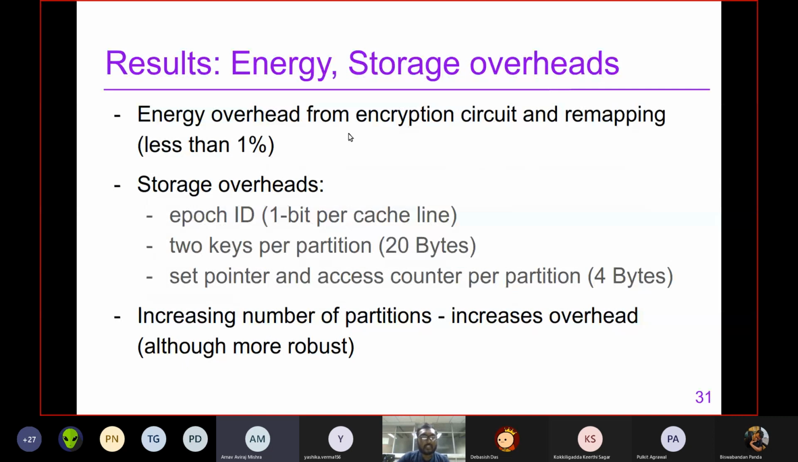Coming to the overheads, the energy overhead primarily comes from the encryption decryption circuit and the extra remapping overhead, and all of this comes to less than 1%.